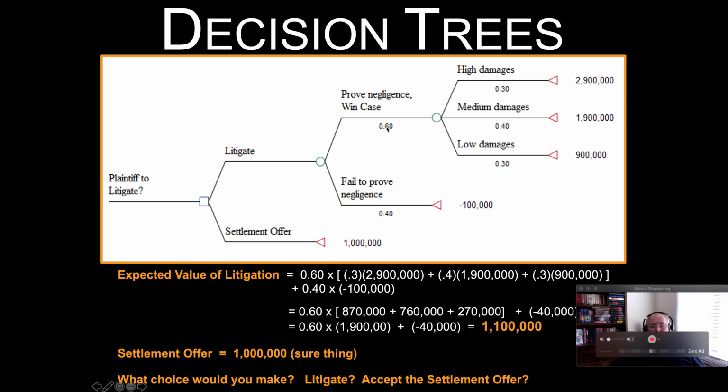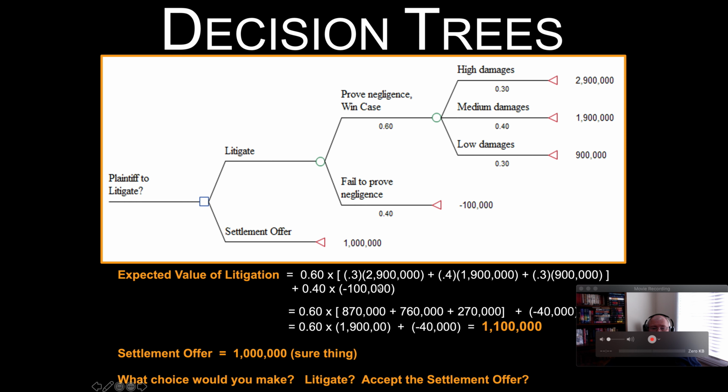So 60% chance we litigate, we win. 30% chance that if we win, we get high damages, or 0.6 times 0.3, which is 0.18, of $2.9 million. 0.6 times 0.4, or 0.24, of $1.9 million. 0.6 times 0.3, or 0.18, of $900,000. So what does that come to? It says that the expected value of litigation is, in brackets, from here to here, your expected reward from litigation, your expected damages. So a 30% chance of 2.9 million, 40% chance of 1.9 million, 30% chance of 900,000, whatever those add up to, times 60%. And a 40% chance that we lose $100,000.